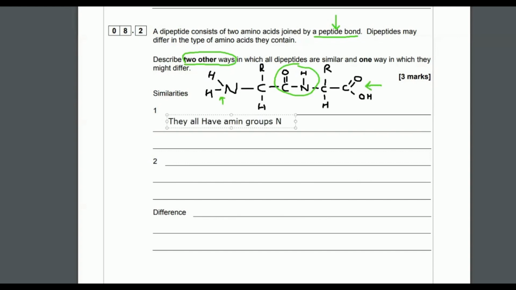Do you remember what that's called? So they all have an amine group or an NH2 group, or you can call it an amino group / amine group, AMINE. That's the NH2 group. You can say NH3 plus when it's a zwitterion.